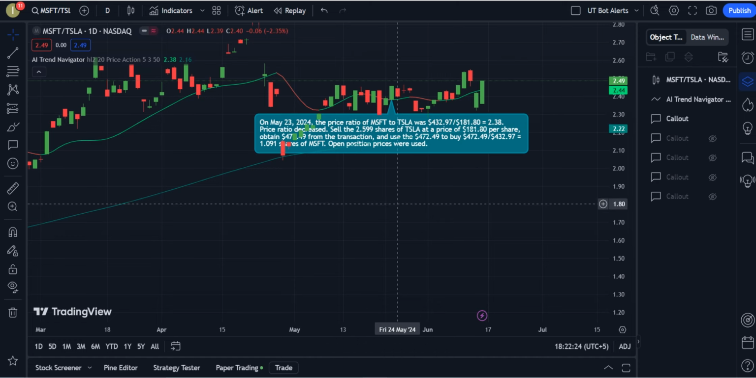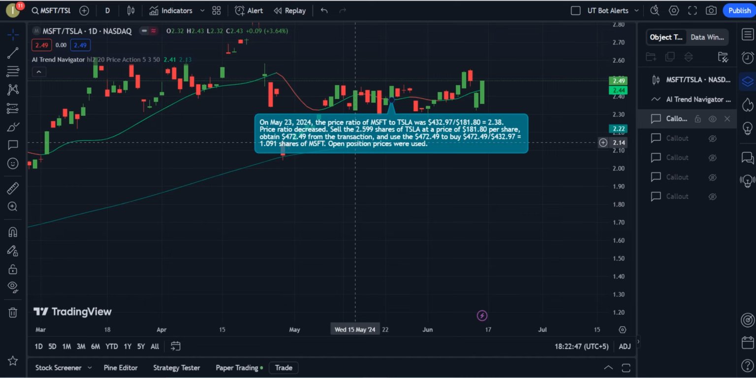But through a series of trades based on the fluctuations of the price ratio of Microsoft to Tesla stock, we were able to obtain 0.09 additional shares of Microsoft stock for free, which is basically a 9% increase in additional shares of Microsoft stock being obtained.